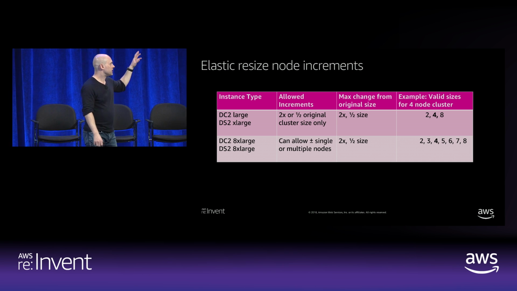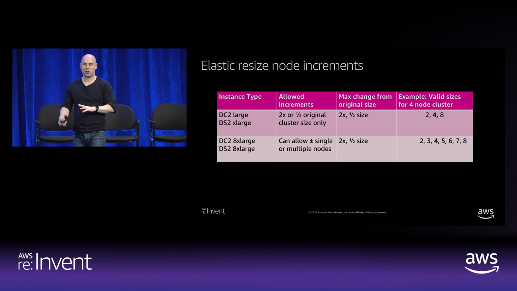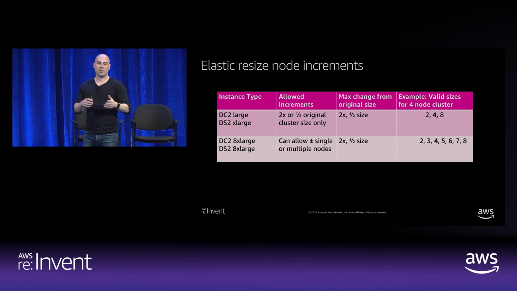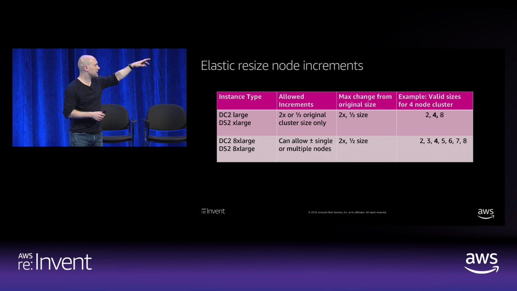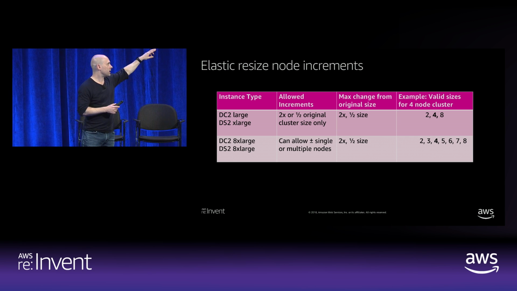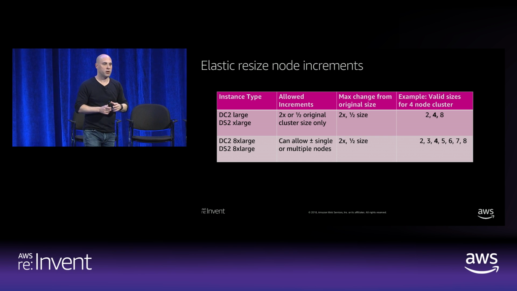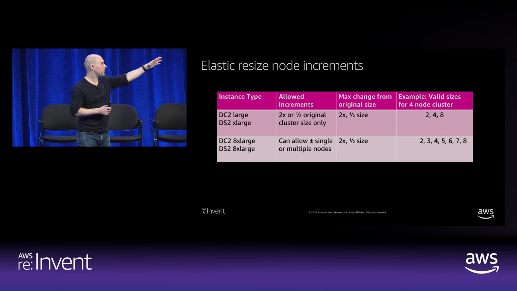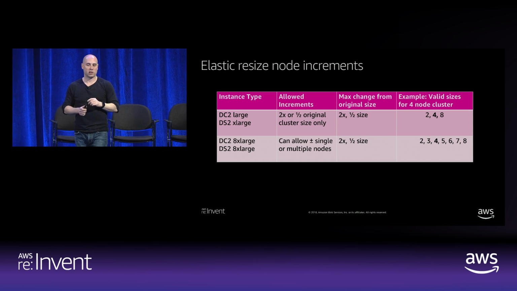With elastic resize, depending on the instance type you start with and your original configuration, there are limits and ranges to where you can grow. So for example, I'm going to go through an example here with 4 nodes. If we started with 4 nodes on the smaller instance types, because they have so few slices, the only valid configurations would be from 4 down to 2. You could go back up to 4 if you wanted, or all the way up to 8. So those are the valid configurations for that.